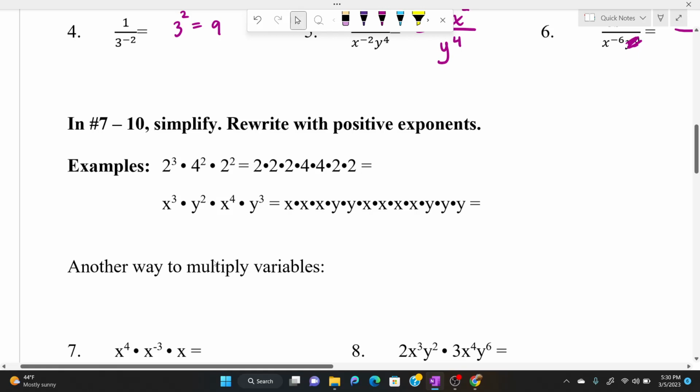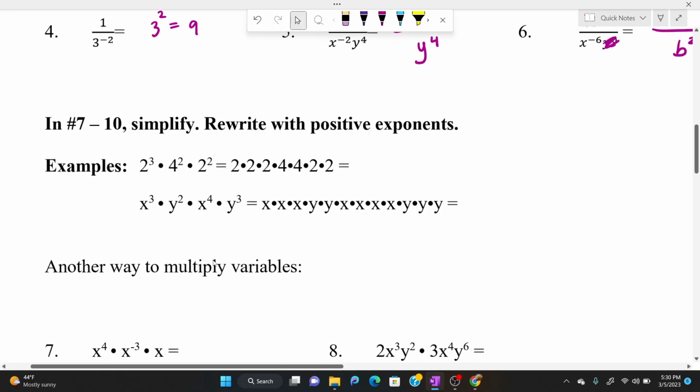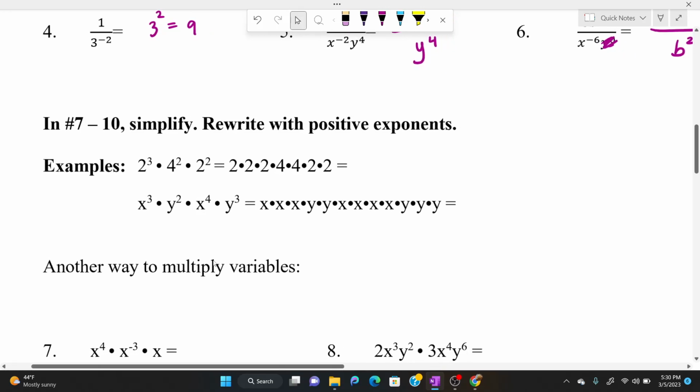So it says to rewrite with positive exponents. So just simplifying some stuff, it looks like I have 2 to the fifth and then 4 squared. Here would be x to the seventh, y to the fifth.